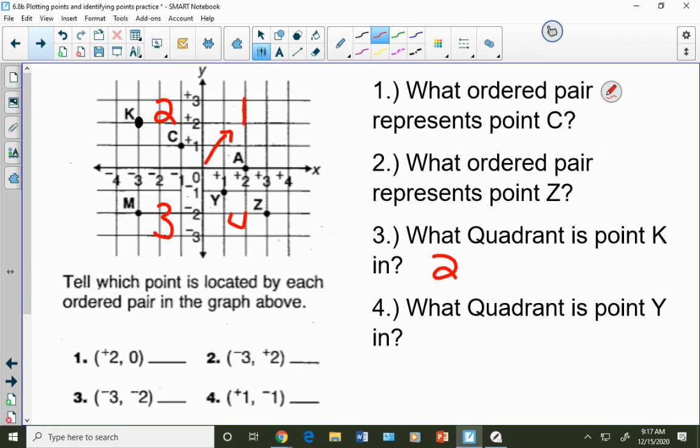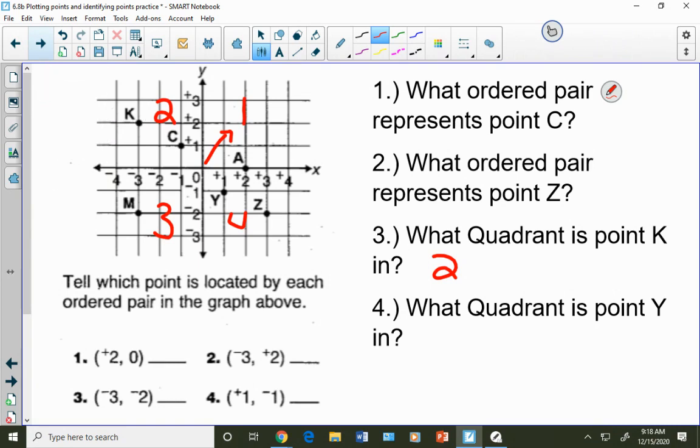We also know it's in quadrant 2 because point K is -3, +2. Remember, all points in quadrant 2, the x is negative because you went left on the x-axis, and y is positive because you went up to get to that point. So all points in quadrant 2 always have negative x and positive y.